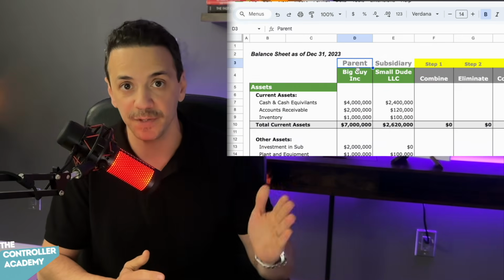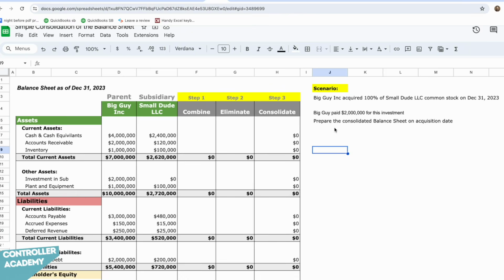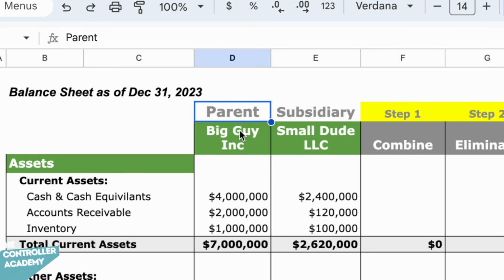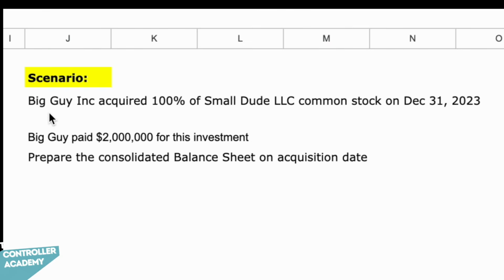In this video, we're going through a simplified approach to consolidating the balance sheet between a parent and a subsidiary. And so we have two companies here, the parent company, Big Guy Inc., and a subsidiary, Small Dude LLC. And the scenario that we have is that Big Guy Inc. acquired 100% of Small Dude LLC common stock on December 31st, 2023.